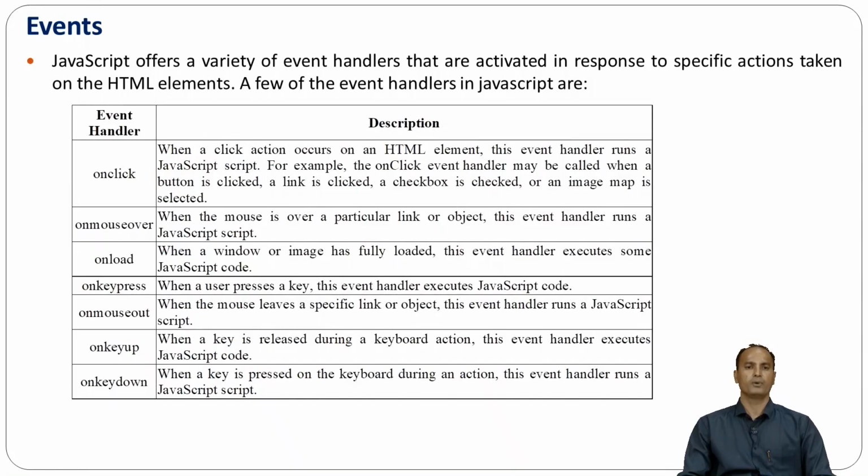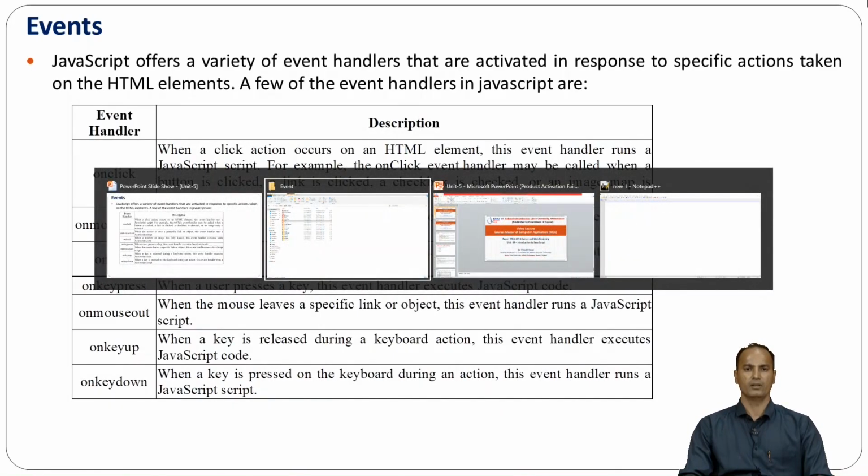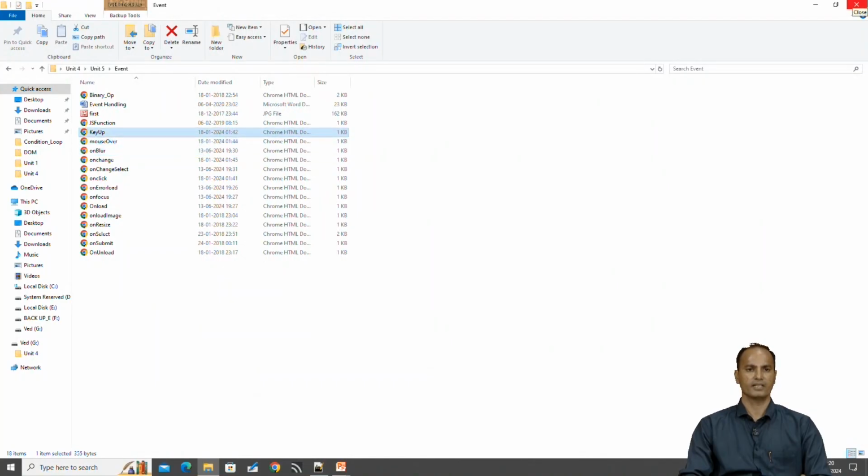OnKeyUp, just like onKeyPress, when a key is released during a keypad action, this event handler executes a JavaScript code. OnKeyDown, when a key is pressed on the keyboard during an action, this event handler runs a JavaScript. Okay, so this is, we can say, very important in a few of the event handlers of JavaScript. Now we will try to learn these event handlers through example. Let's see the various kinds of events.